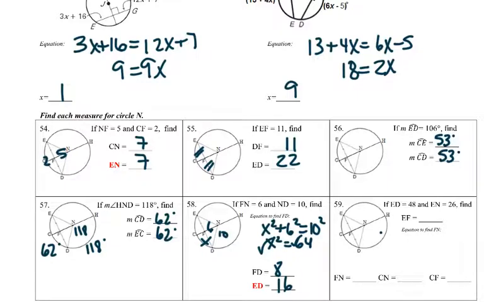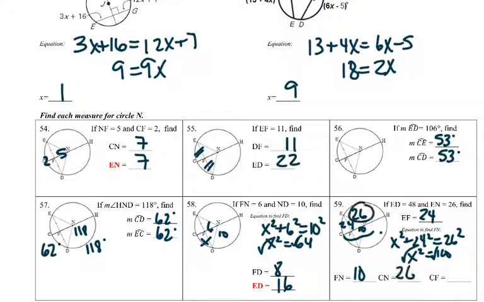Oh, finally, last one. ED is 48, so that makes EF 24. And then FEN is 26, so again, it's Pythagorean theorem. X squared plus 24 squared equals 26 squared. And this one we've done a bunch as well. It turns out to be 10. So if that's 10, CN is a radius, so it's going to match the 26, and 26 minus 10 is 16. Oh, phew. Yes, that's it.